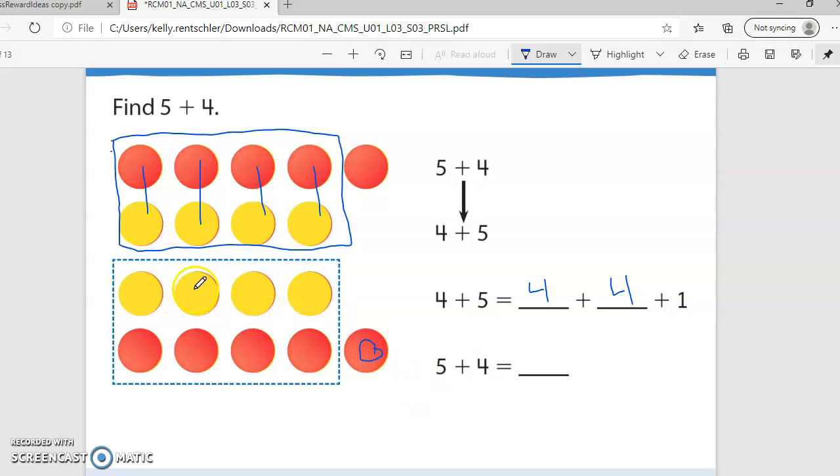Okay, so we're adding 1, 2, 3, 4 plus 1, 2, 3, 4, and then we still have to add this one here too. So what is 4 plus 4? We just said it in the warm-up. It's 8, right? So what's 8 plus 1? 8 plus 1 is 9. Good job. So 5 plus 4 is 9.